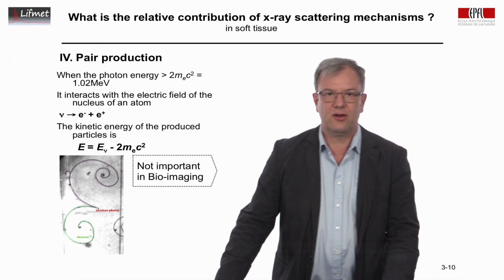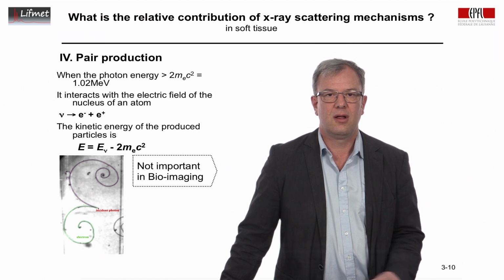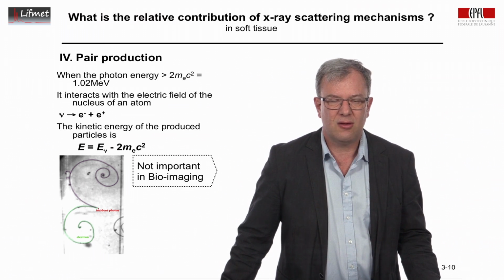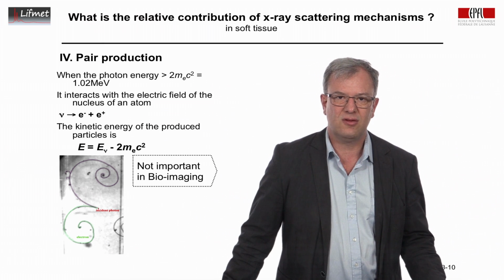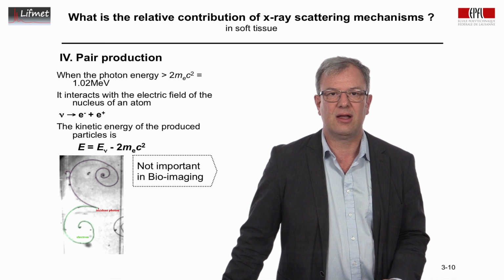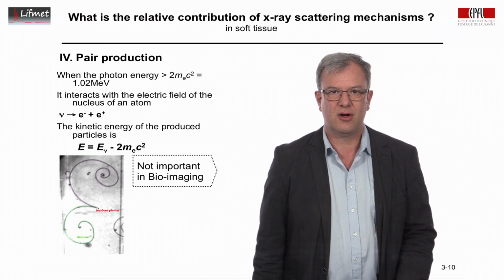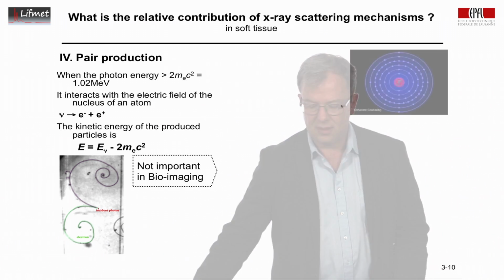Now this effect is not important in bioimaging. Why is this so? Well, we have to look at the photon energies that are being used in bioimaging. And as you will see, the energies that are being used in X-ray imaging are well below the 1 mega electron volt required for pair production. So the pair production effect is not important in tissue.